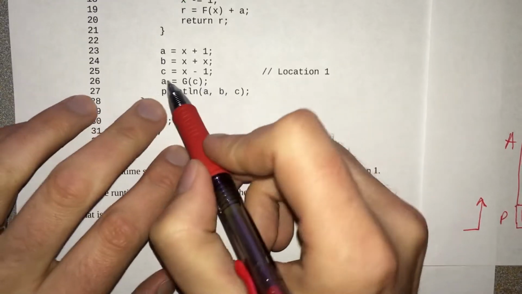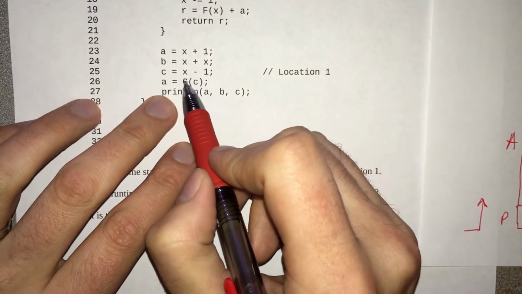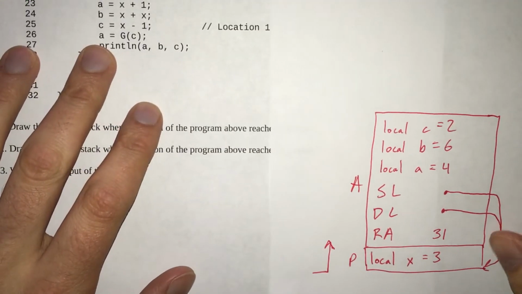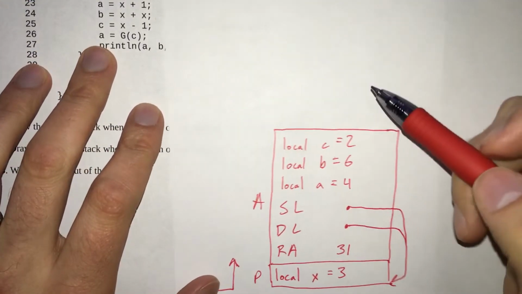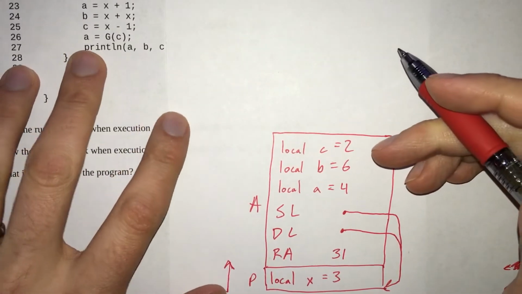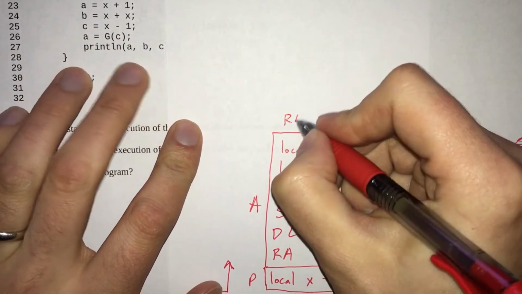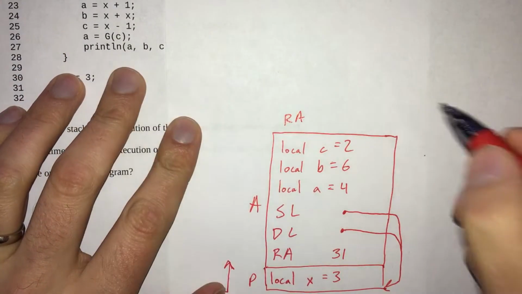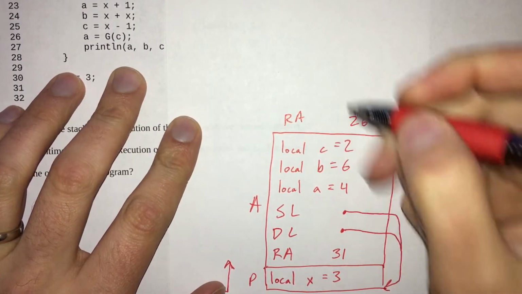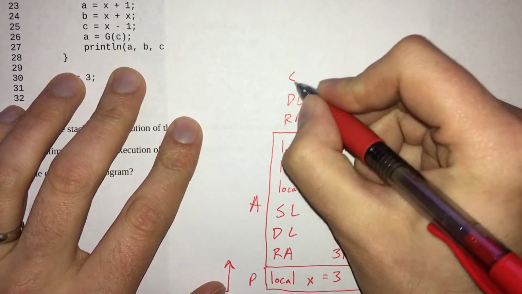Okay, moving on from here, we have to make a call to G. So now we're going to have G on our stack, so we have to create a new activation record for that. So our return address is the line that called G, so that is line 26. We'll need a dynamic and a static link.